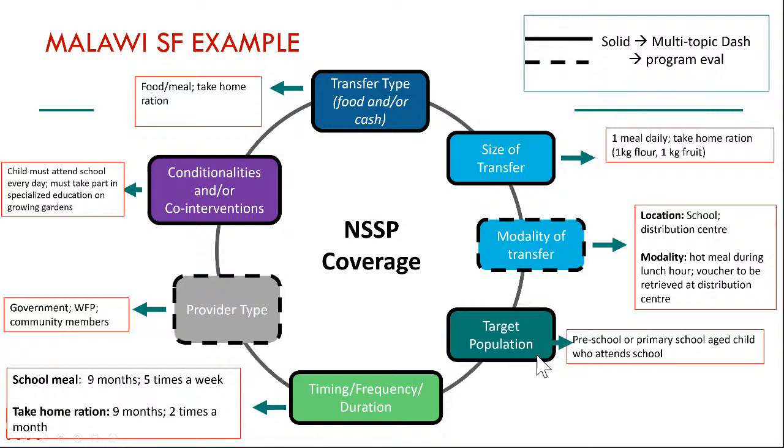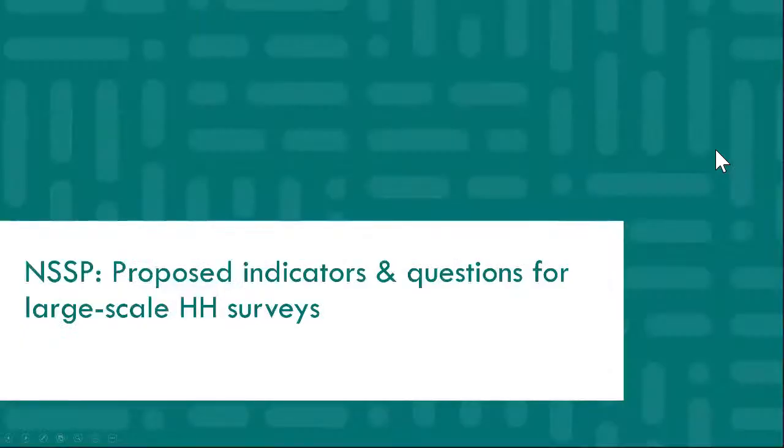The target population is preschool age children or primary school age children who attend school. The modality of the transfer, for the location, the meal is delivered at school and the take-home ration is collected at a distribution center. And for the modality, there's a hot meal given during the lunch hour for the meal portion, and there's a voucher given for the food ration portion that should be retrieved at the distribution center. And the size of the transfer for the meal portion is just 1 standard meal daily. And then for the take-home ration portion, there's 1 kg of flour and 1 kg of fruit.